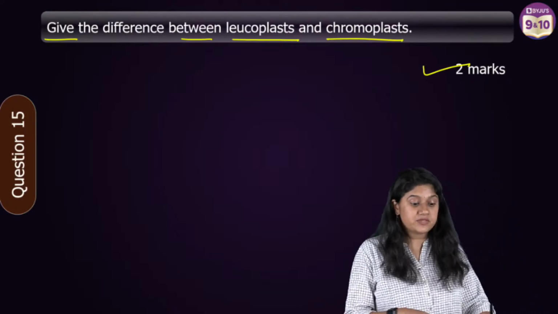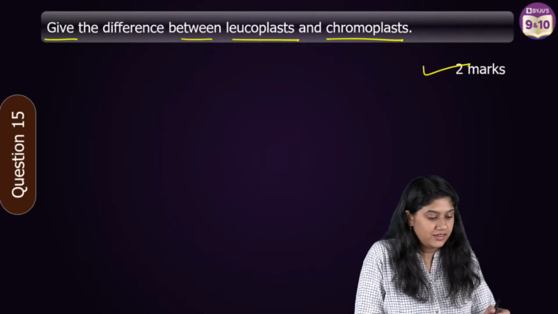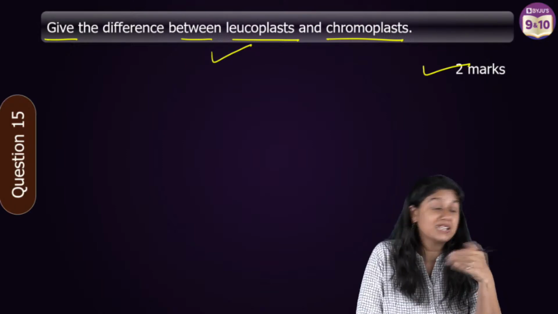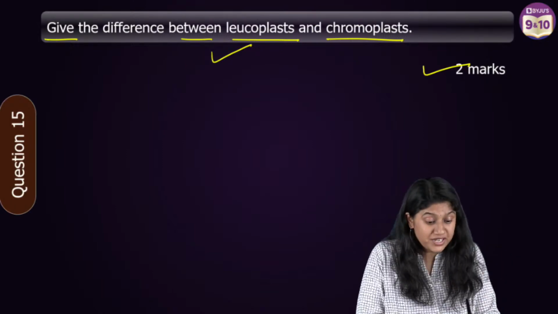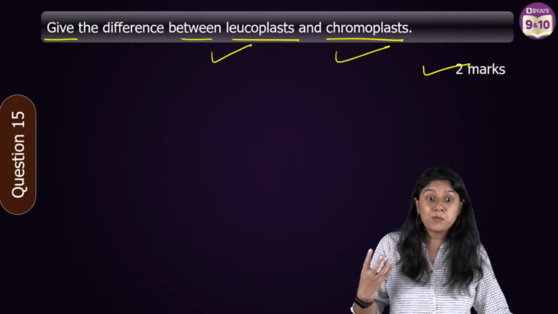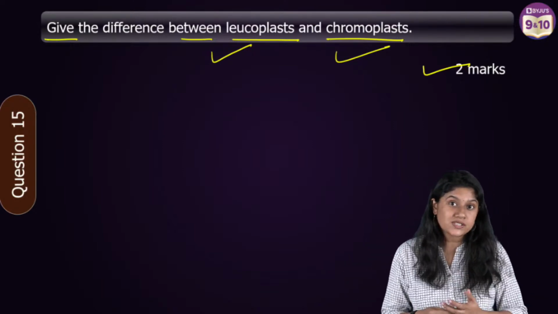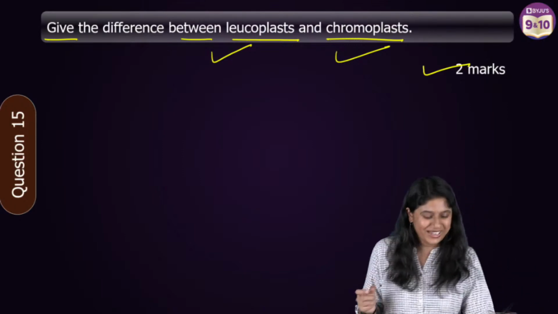Okay, everyone, what is the difference between the leucoplast and the chromoplast? Leucoplasts have no pigment. They are mainly there in the roots and they play a very important role in storage. Whereas the chromoplast gives the color. They are present in the fruits and flowers, and of course, they are there to attract insects.